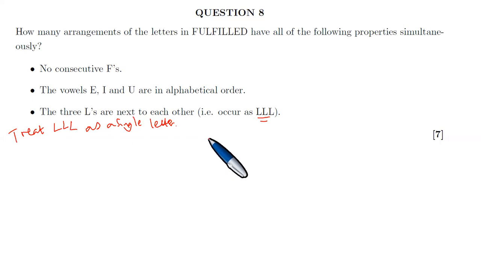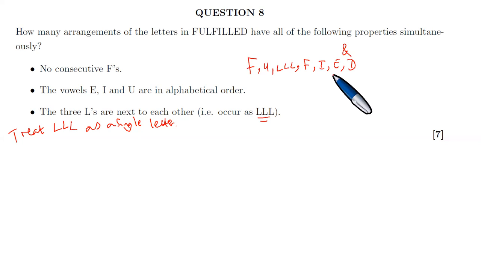Right, so if you treat those ones as one letter, so you have F, U, so I'm going to look at the list, and then LLL. Okay, there's another F. You have I here. You have E and D. Okay. You have just that list. What is the next thing we need to do here?